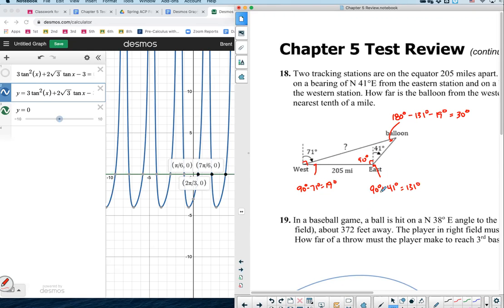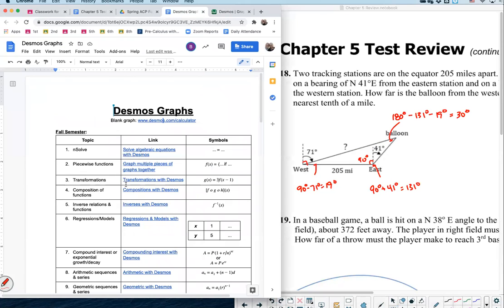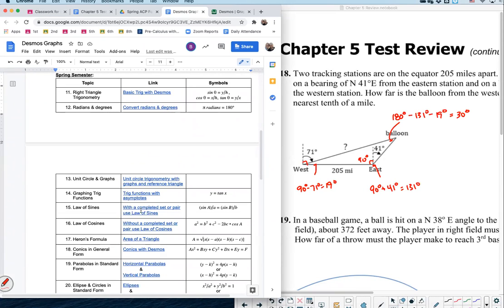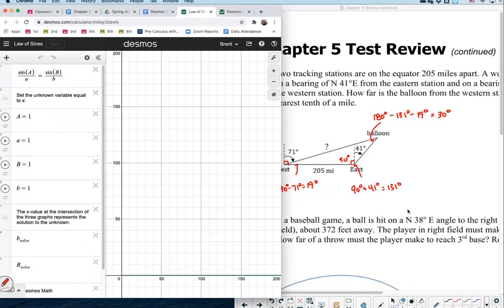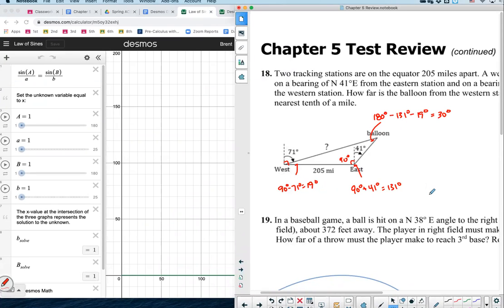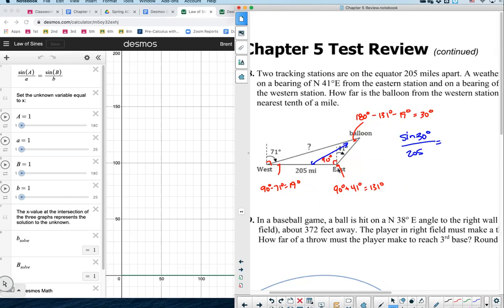I have all angles, which means I can do law of sines because I have a completed set here. So I'm going to go to my calculator and do law of sines. I start with my completed set. So I'm going to say sine of my 30. This is my completed set here and here. That's my pair. I have the angle, it's 30 degrees over the side length, 205, which will equal, and that's in miles, I'm looking for this pair, which would be sine of 131 over the unknown, which we'll call x.